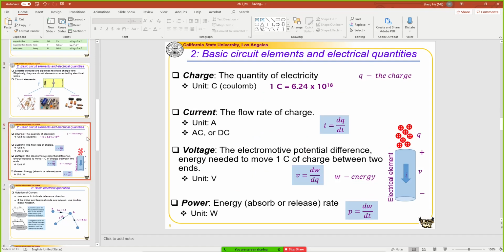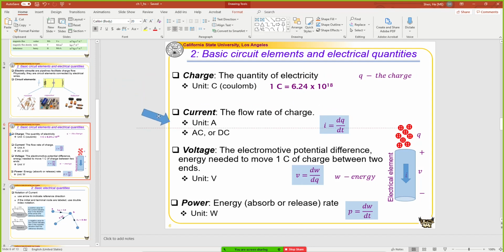Let's look at the basic electrical quantities. The first one is charge. Charge talks about the quantity of electricity. So how do you describe how much electricity we have? Charge has a unit of coulomb. We talked about that already. One coulomb is equal to 6.24 times 10 to the power of 18.